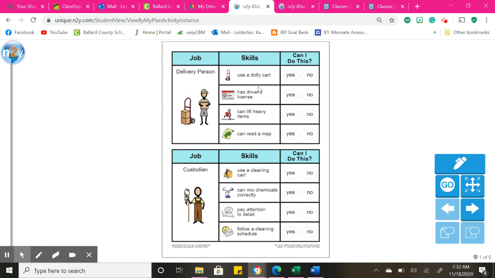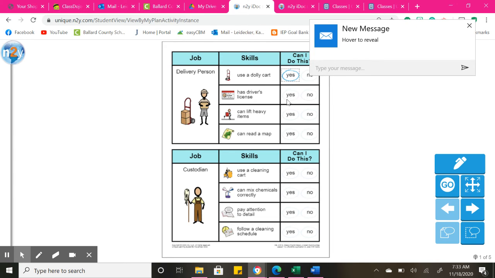Well, we need to consider the skills that are involved in being a delivery person. So use a dolly cart. You all know this little dolly cart. You put these boxes on, you wheel stuff around. Sometimes you see people that distribute or bring in pop and drinks to gas stations. They use this to go in and out of the gas station so they don't have to carry each box by hand. They load this dolly up. So yes, I could definitely use a dolly. Yes. And this is based on you. Okay. You fill this out whether you have this skill or not.